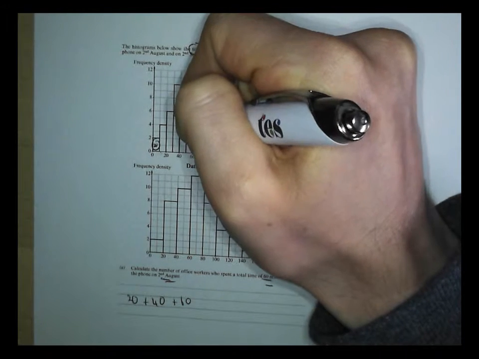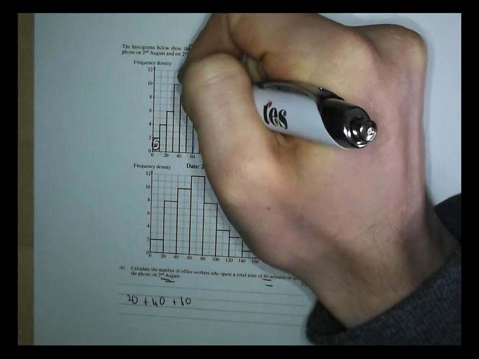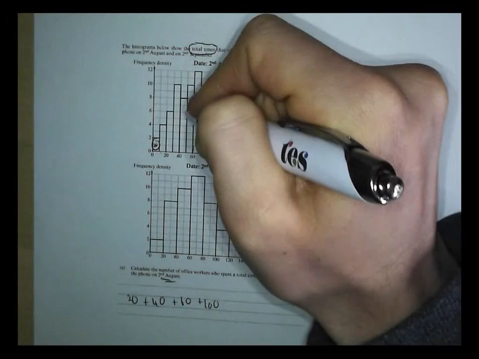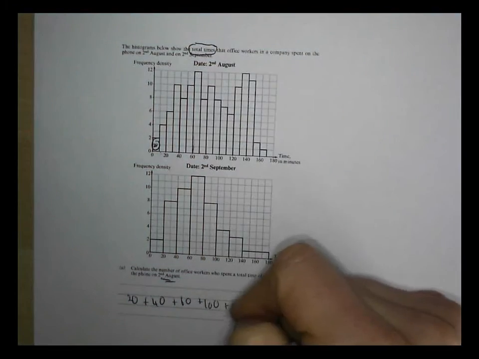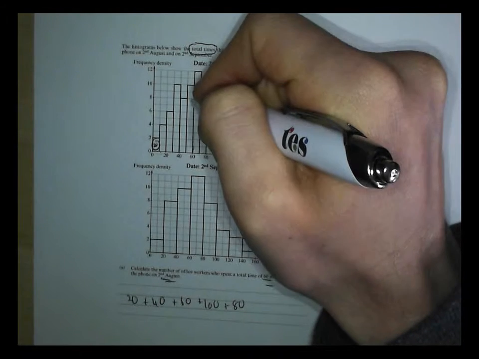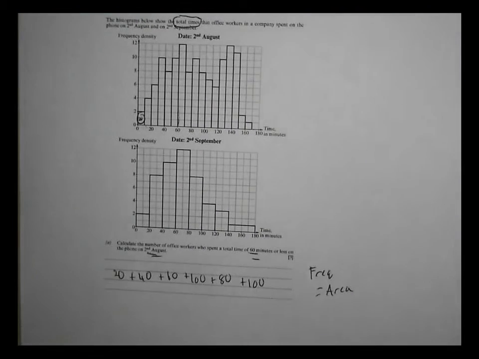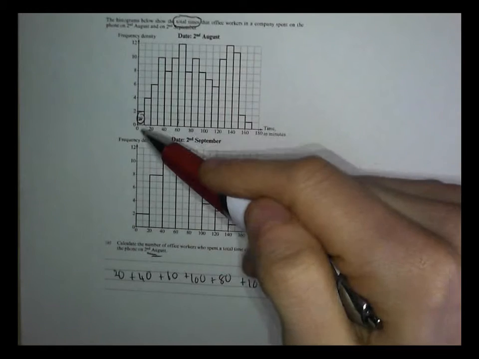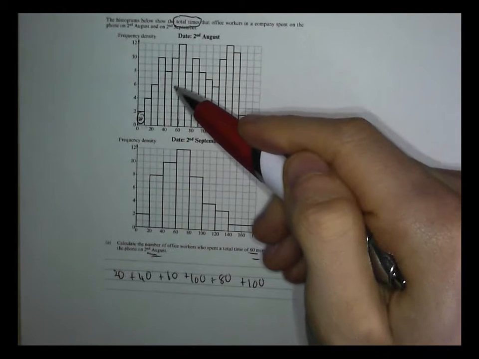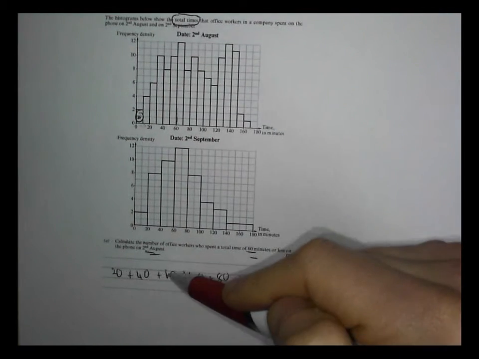Where are we up to here? Sorry, that was 20 to 30. 30 to 40, this bar here's got a height of 10, so that's going to be 100. 40 to 50's got a height of 8, so that's going to be an 80. And finally, 50 to 60, I think, is another 100. So we're good to go there with that one. So that is just simply the area of your 1, 2, 3, 4, 5, 6 bars.